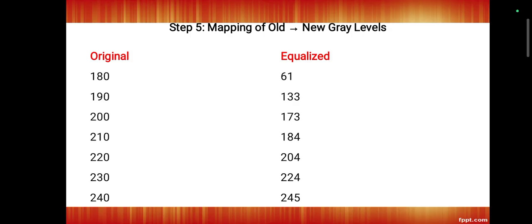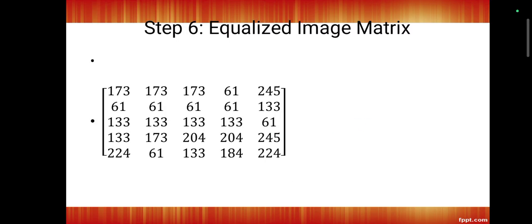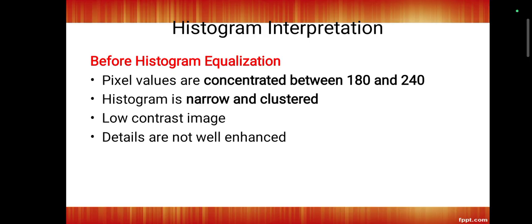So replacing 180 by 61, 190 by 133, 200 by 173, 210 by 184, 220 by 204, 230 by 224 and 240 by 245. We are having the matrix like this, that is 173, 173, 173, 61, 245, 61, 61, 61, 61, 133, 133, 133, 133, 133, 61, 133, 173, 204, 204, 245, 224, 61, 133, 184, 184, 224. So this is the equalized image.